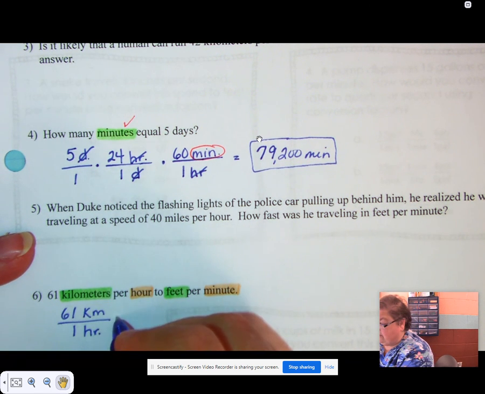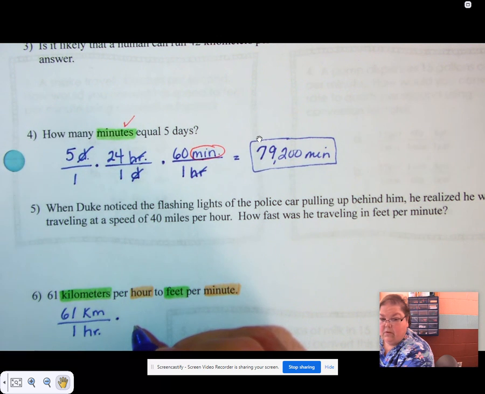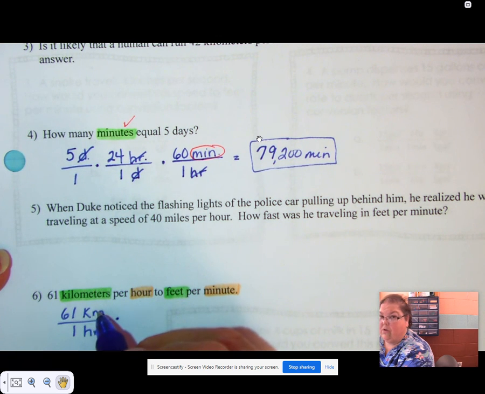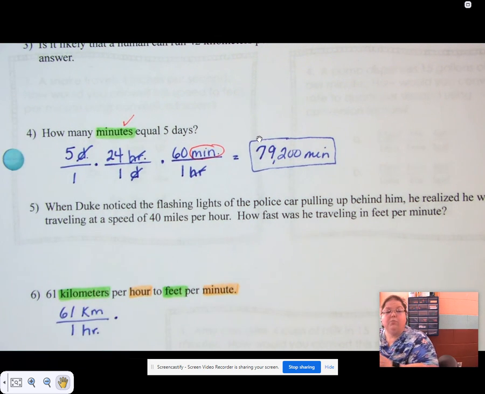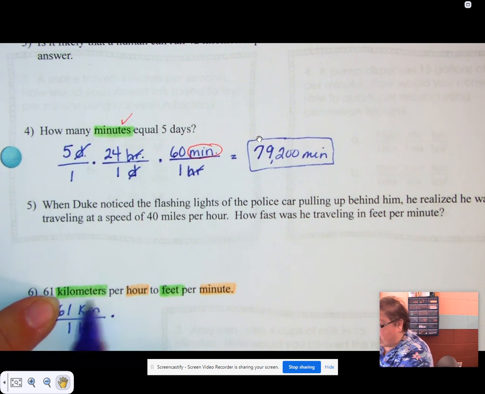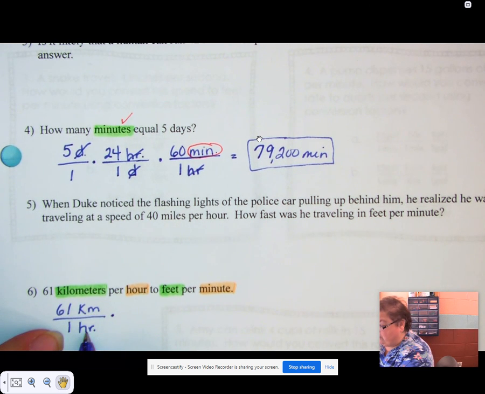Okay. Now I'm going to be looking to cancel out those kilometers. You must have a habit here to help you. My habit is to always get rid of the top word first and then work on the bottom. So I'm going to get rid of kilometers first.